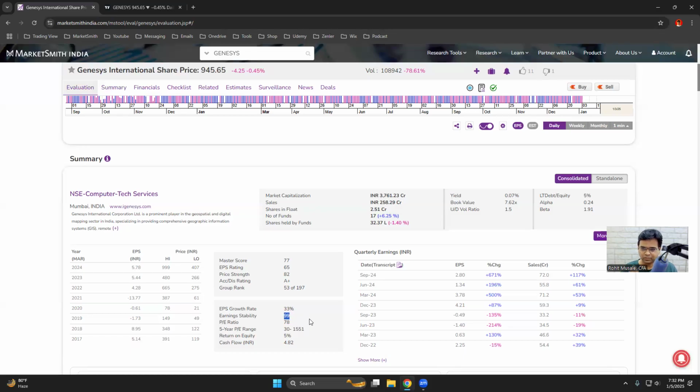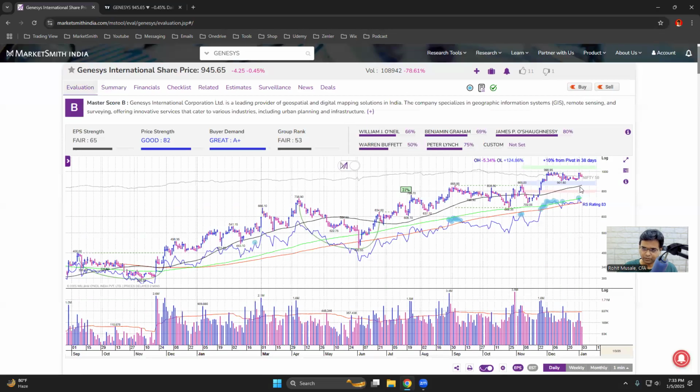So I would call this a fundamentally strong stock, not a very strong one. Okay. What about technicals? You see blue, green, red. So the stock is in a confirmed stage 2 uptrend. There is a blue dot inside the base, which means the relative strength line is at a 52-week high. So the stock is doing very well compared to the Nifty on a relative basis.